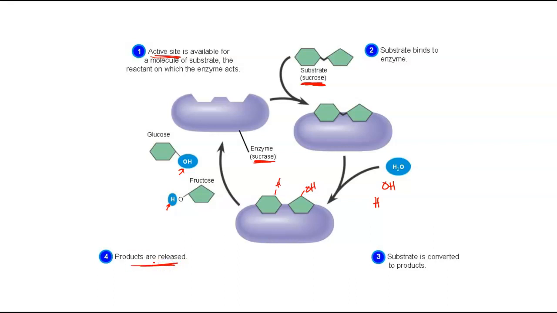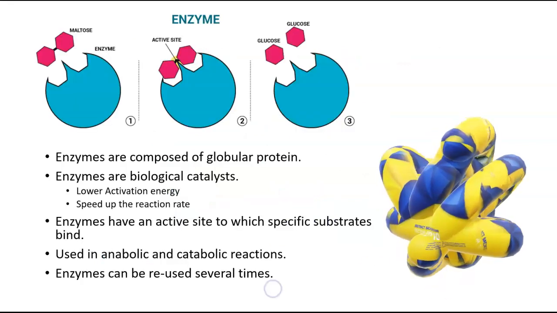So four steps. Active site is available on the enzyme. The substrate is going to bind to the active site, which makes the enzyme substrate complex. The enzyme actively catalyzes the reaction, often with the use of water, and they release the products. And so that is a generic, general enzyme-catalyzed reaction. Now let's get into a little more depth.